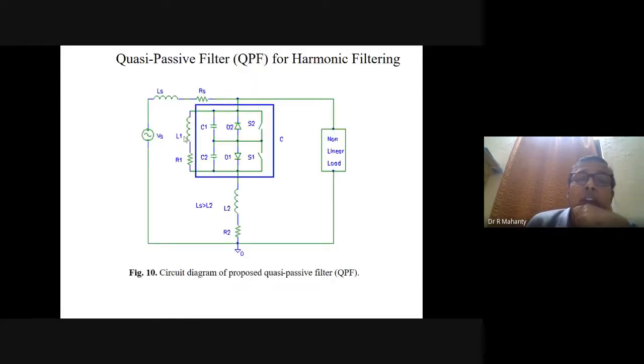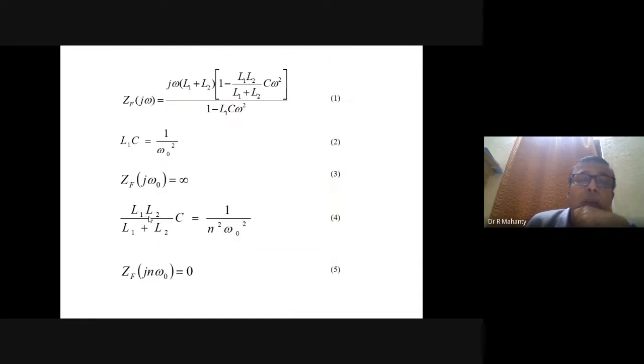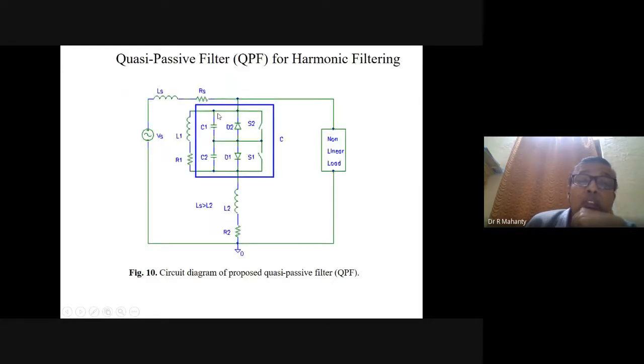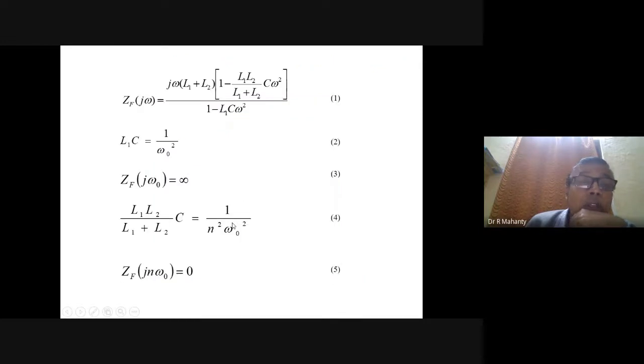Again I'm repeating, the impedance of this circuit is given by equation number 1. In this equation, L1C is equal to 1 by omega naught square. That means this parallel resonant circuit is resonating at the fundamental frequency. So ZF j omega naught is equal to infinity. Therefore, for the fundamental frequency, this is providing very high impedance. Therefore, it will not allow the fundamental frequency current to flow through it. Whereas for the nth harmonic frequency, this impedance is 0. Therefore, it is allowing all the harmonic frequency current to flow through it.